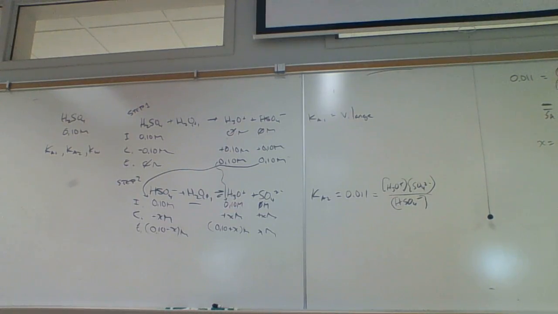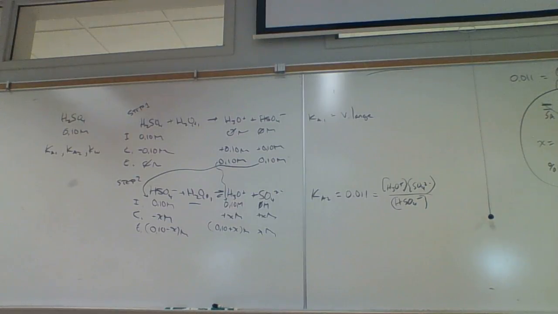Was the simplifying assumption successful in this case? Well, if I look at the initial, we'll call the initial 0.100, and this is 0.011. So 0.100, 0.011 means that the percent change is 11%. An 11% change is not valid, and so the simplifying assumption failed, and therefore X is not equal to Ka2. If the simplifying assumption works, then X is equal to Ka2. If it failed, it's not. And so unfortunately we have to use the quadratic for this one.